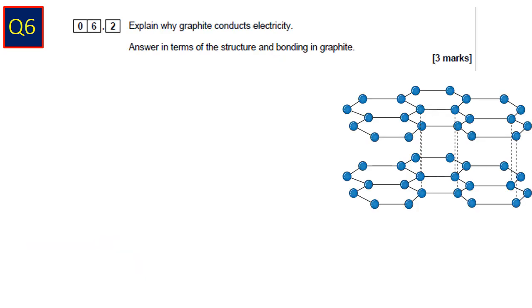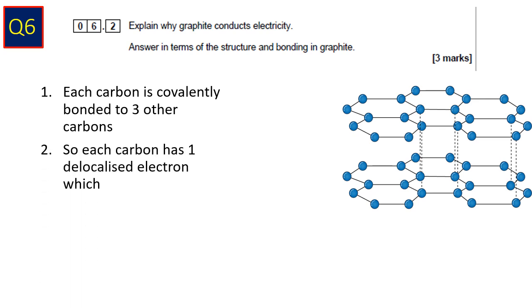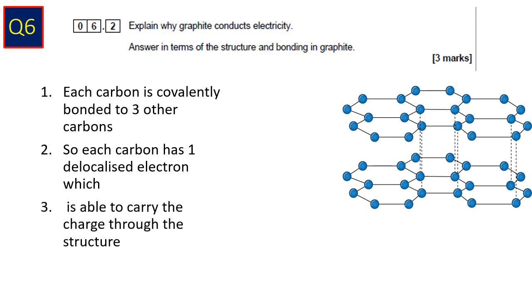So we're then asked, why can graphite conduct electricity? And explains in terms of structure and bonding. So they want you to recognise that each carbon is covalently bonded to 3 other carbons. So each carbon has one delocalised electron, which is able to carry the charge through the structure. I've split these up into 3 bullet points to show you where you are getting the marks on this question. But any questions about electricity, you're looking at the movement of charge through the structure. How is that done? Is it being carried by electrons? Is it being carried by ions in the case of ionic substances?